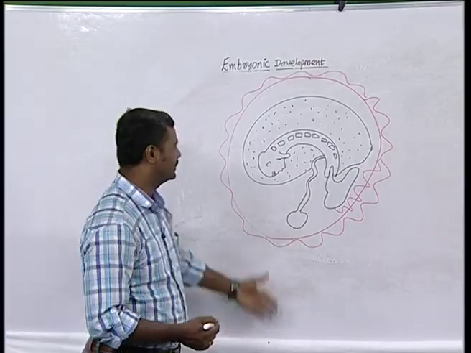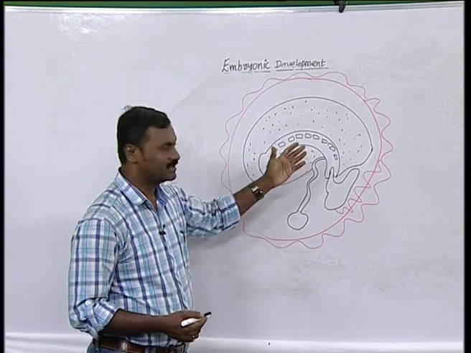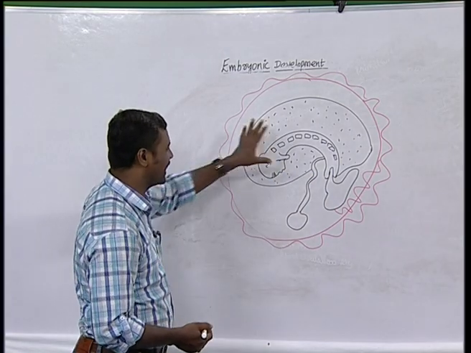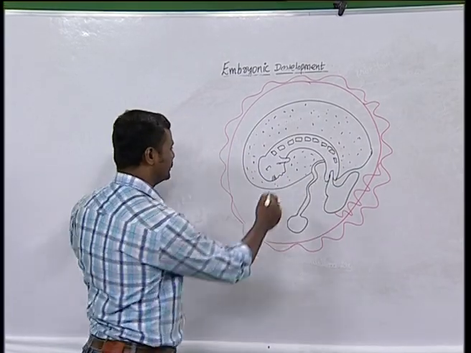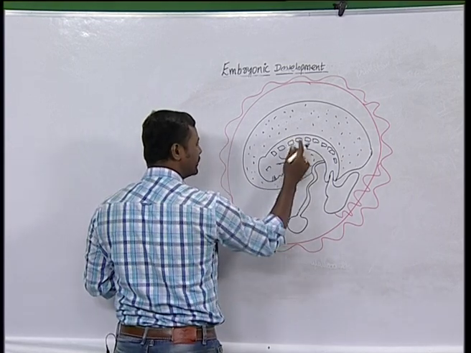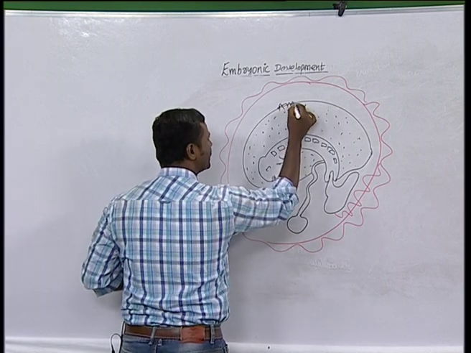Now let us see the extra embryonic layers which are going to protect the baby, that is called fetus especially. Now we are going to discuss the extra embryonic layers which are going to give protection to the baby. Here this is the embryo, or you can see the fetus. Here this is called amnion layer.